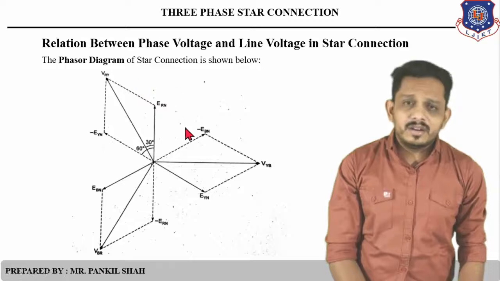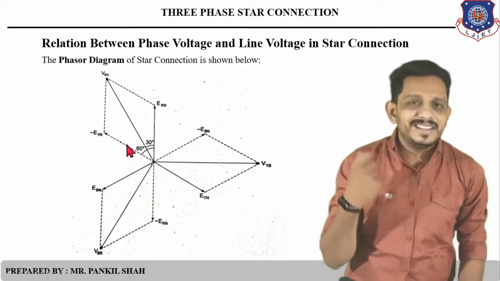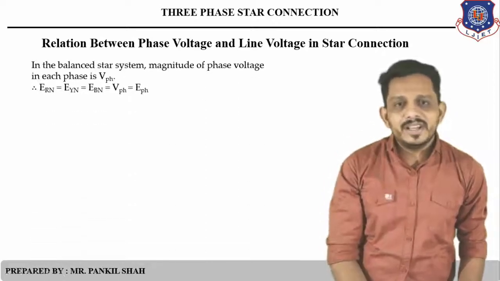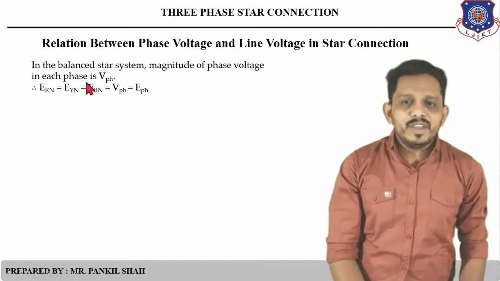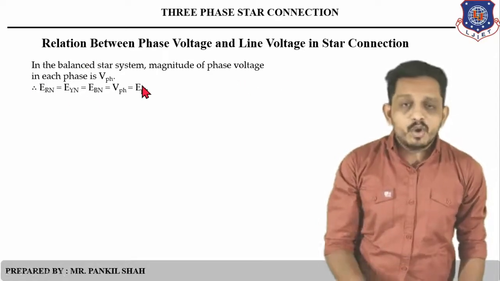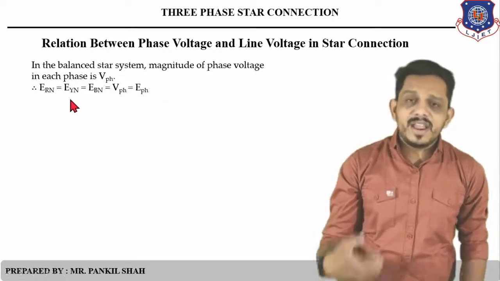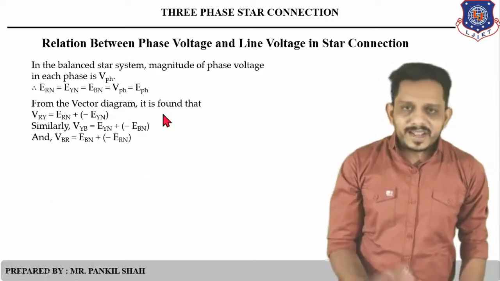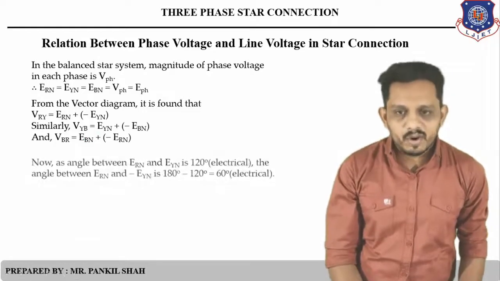If we do the mathematical operation to find the diagonal's magnitude, then we can obtain the relationship between line voltage and phase voltage. So let's derive it. In a balanced star system, the magnitude of phase voltage in each phase is the same, V phase, because all phase voltages have equal magnitude. That means ERN equals EYN equals EBN equals V phase, or you can say E phase. From the vector diagram, we have clearly seen that any line voltage is the phasor difference of two phase voltages, and similarly for the other two vectors, as we have already discussed.